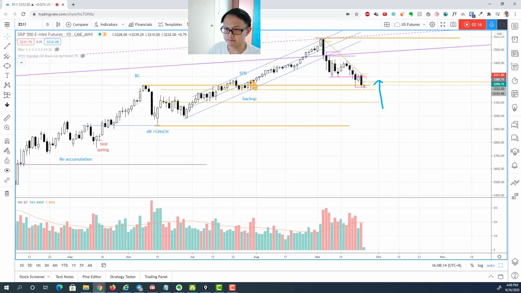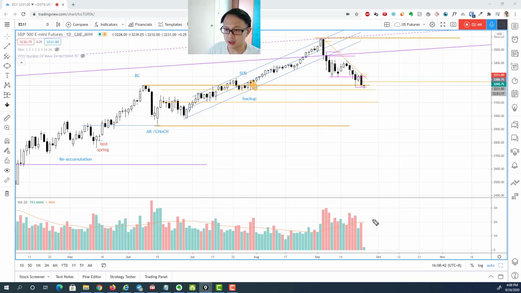Firstly, we are right at this immediate support area, although I can extend the support area to around 3100 as well, but I think this makes a lot of sense. We take this thin line here together with this thicker orange line, so this should provide an immediate support level.